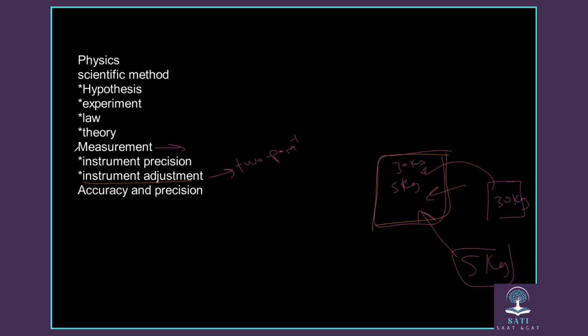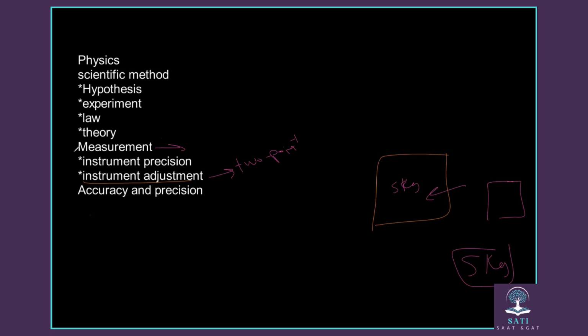So how can you find the instrument adjustments? One of the best ways is to use two points calibration. This is just for the scale, and you can use it for any other instrument to make sure it's adjusted in the right way.